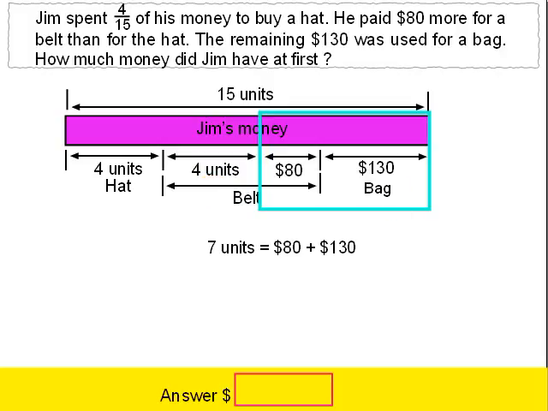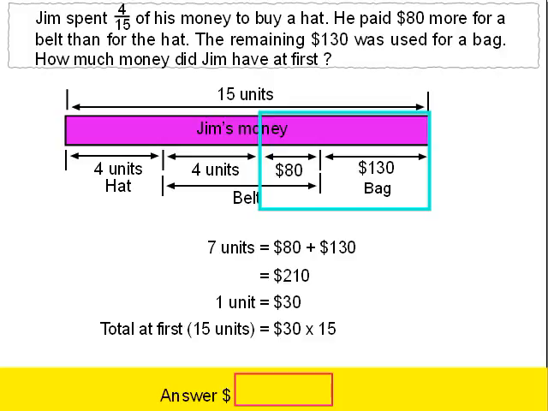So 7 units is equal to $80 plus $130, which is $210. That's for 7 units. Hence, 1 unit will be 210 divided by 7. That gives us $30. So how much did Jim have at first? Jim had a total of 15 units at first. So we multiply $30 by 15. That gives us a sum of $450. Hence, Jim had $450 at first.